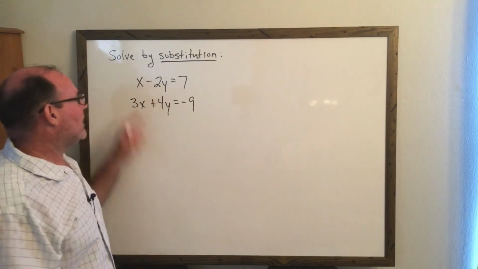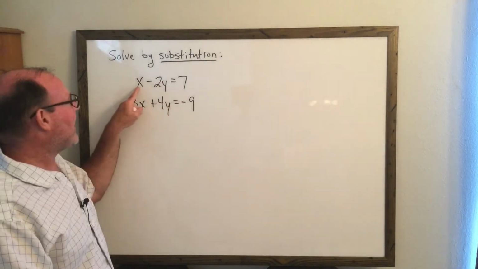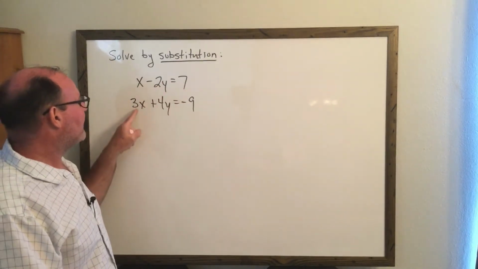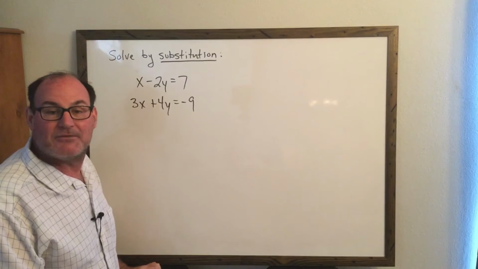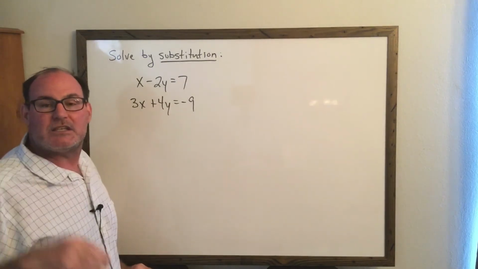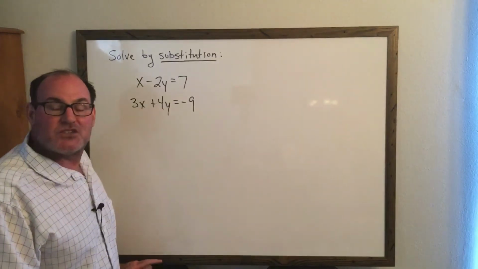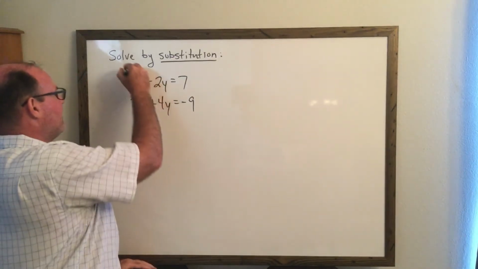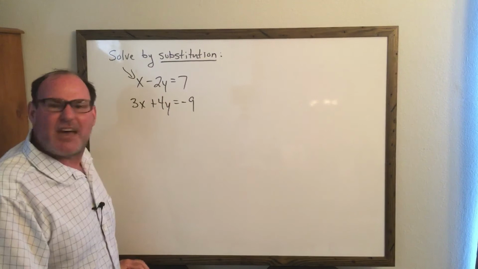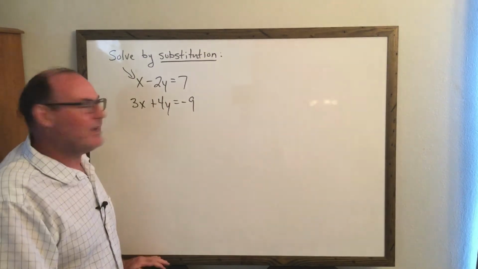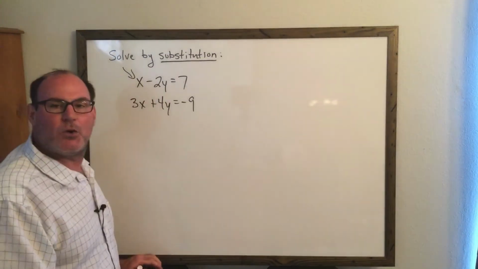If one of the variables is super simple to solve for, meaning I don't have to do any division of anything. And so as we inspect these two equations, I've got x minus 2y is 7. I've got 3x plus 4y is negative 9. And so just think to yourself, what is the simplest variable to solve for? And so hopefully you pointed at this x right here. There is nothing to divide by. So what I'm going to do is I'm going to solve that equation for x.